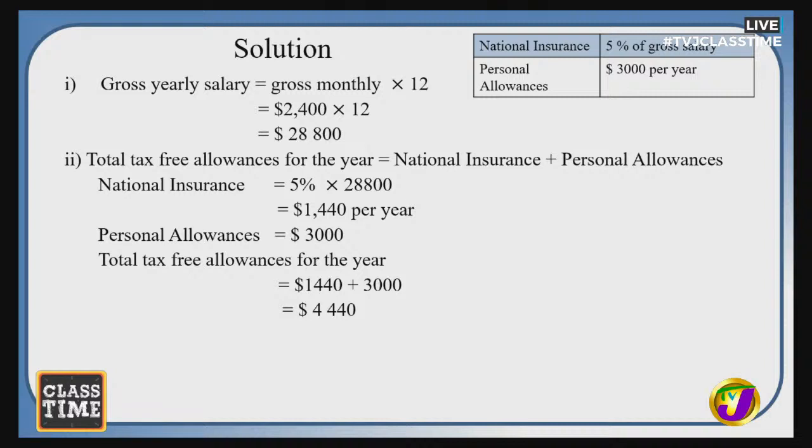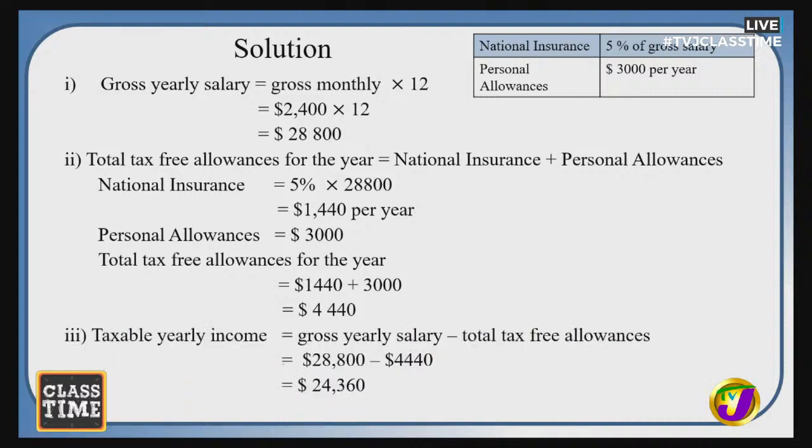Okay, we can work with that. See, it's not as hard. And the taxable yearly income: we have to take out the tax-free allowance, so we do a subtraction right there, and we're left with $24,360. Tax-free means that you're not paying any taxes on it. So now the taxable income would be $24,360.